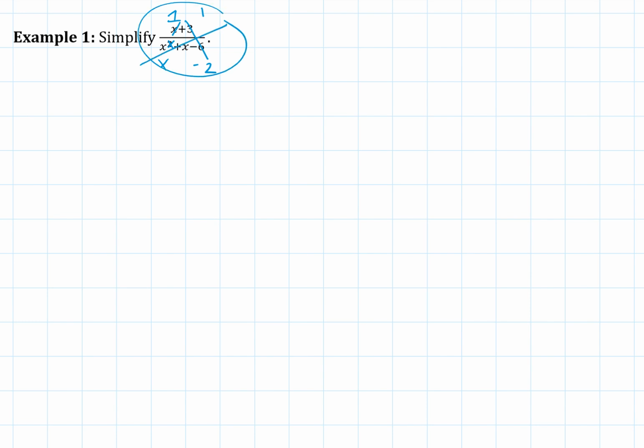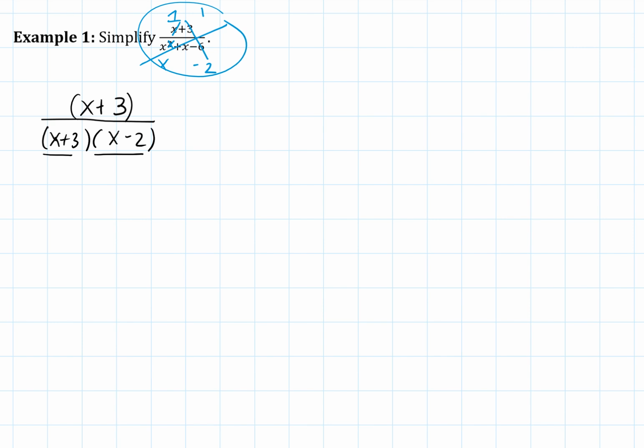Okay, so instead, we'll have to cancel things that are being multiplied. Well, it doesn't look like anything's being multiplied here unless we factor the denominator. Then you've got a product, 2 things being multiplied. You can factor the denominator, in this case, to x + 3 times the quantity x - 2. And of course, we've got x + 3 on top.